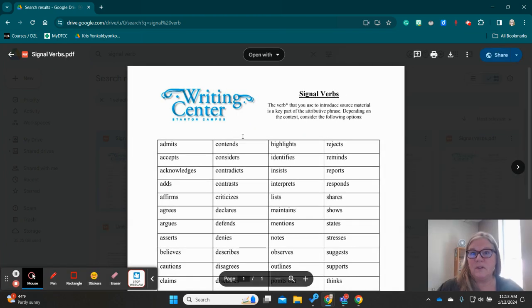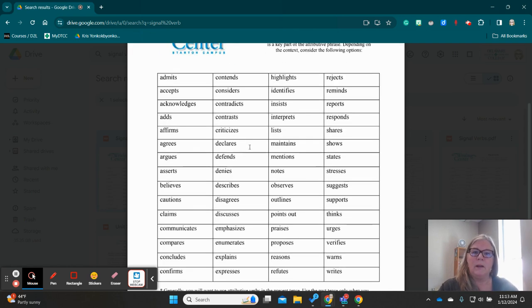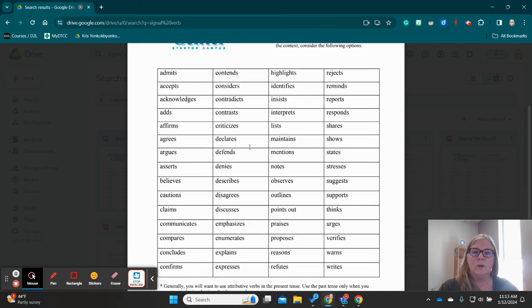So here's a list of signal verbs that I'll provide to you. Sometimes attributive tags are also called signal phrases, so you might hear me interchange those terms. Another way you can add variety to your attributive tags is by varying the verbs that you use. Okay, so I'll provide that to you.